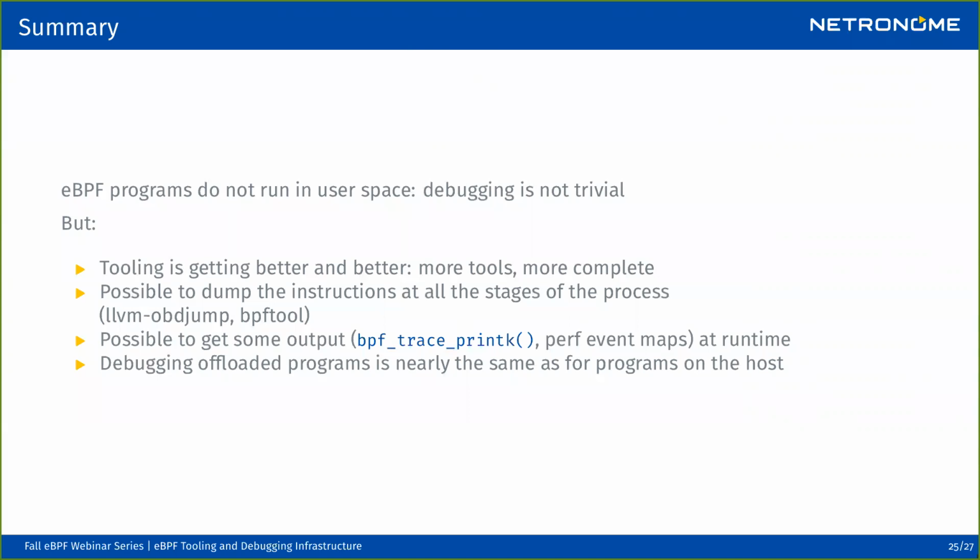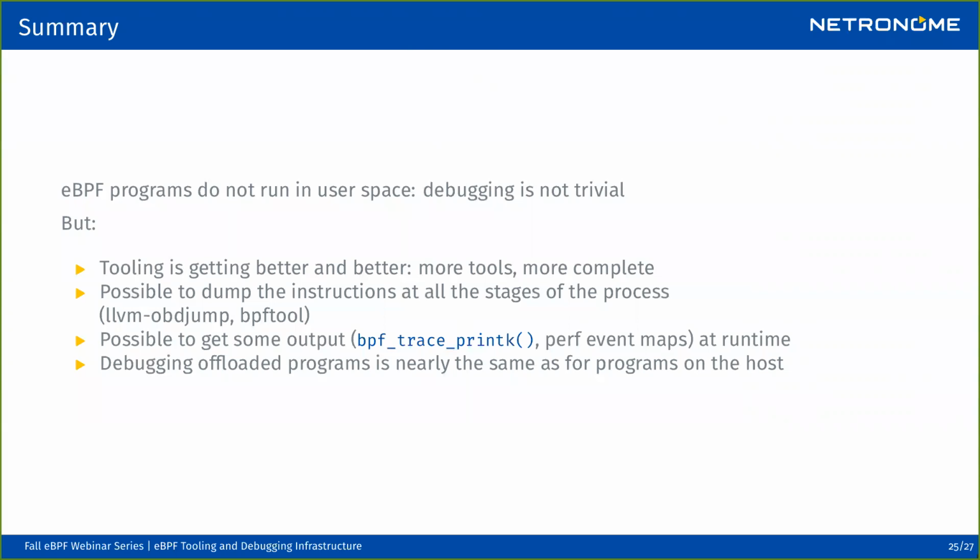So that's a good thing. We have seen that we can dump the instructions at all the different stages of the process: just after compiling it to an object file, and once we have loaded the program on the system. Whether the program has been JIT compiled or not, it's possible to get some output at runtime from the program with bpftrace, printk, or perf events.